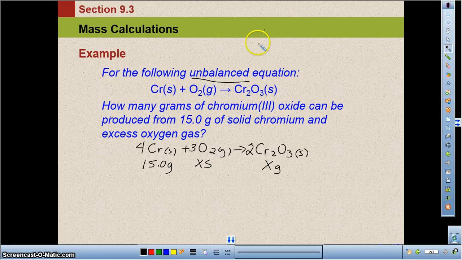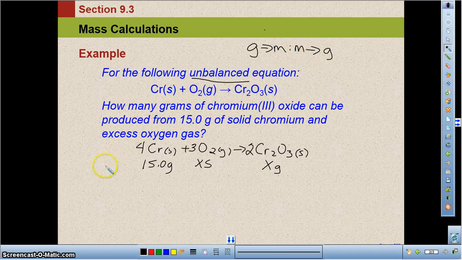So if we come up here, remember that it's grams to moles. If we have grams, a mole to mole ratio, and then back to grams. So let's look and see what we've been given. We've been given grams, and we want to go to grams, and we're given excess oxygen. So this doesn't come into play for us today. So we're at grams, we want to go to grams, we have to do a mole to mole ratio. So we're going to take grams to moles and do our mole to mole ratio, and then change moles back to grams again.